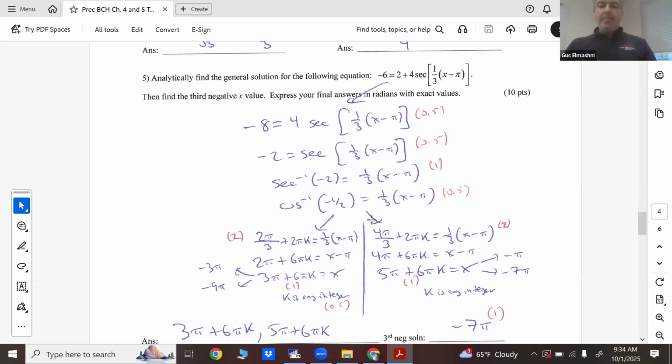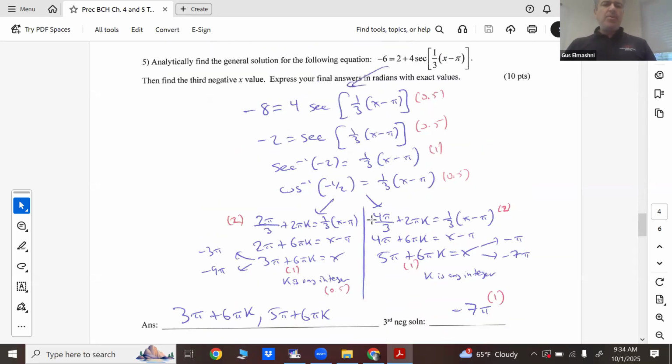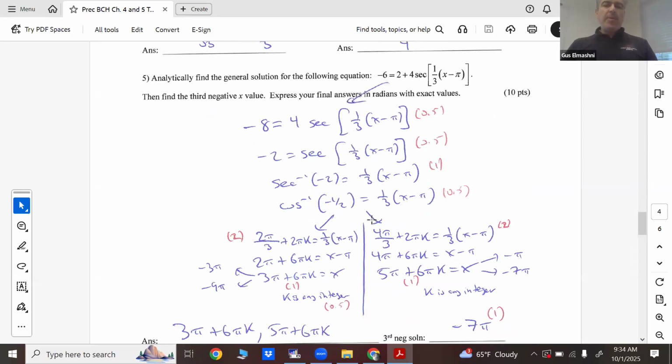For 5, there were some issues here too. This was without a calculator. Subtract the 2, divide by 4. Inverse secant, make it inverse cosine. Then think, oh, there are two places that happens: 2 pi over 3 and 4 pi over 3, where cosine is negative. Then put the plus 2 pi k, and then just solve for x. Multiply by 3, add pi. If you do that, you should get each of those answers.